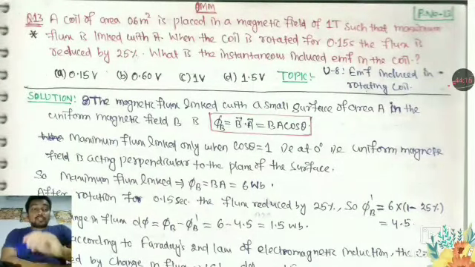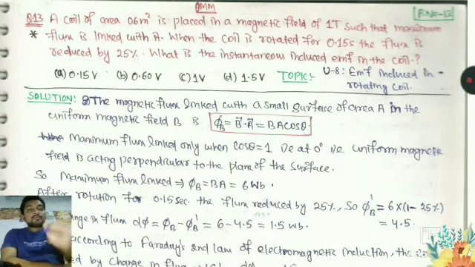Next, a problem on EMF induced in a rotating coil. The EMF induced, this is a theory of Lenz's law. Lenz's law: a change in flux will constitute an EMF in a rotating coil. The magnetic flux linked with a small surface area A in a uniform magnetic field is given by phi B equal to B dot A, that is B A cos theta. This will be maximum only when cos theta is equal to 1, at 0 degree, that is the uniform magnetic field acting perpendicular to the plane of the surface.